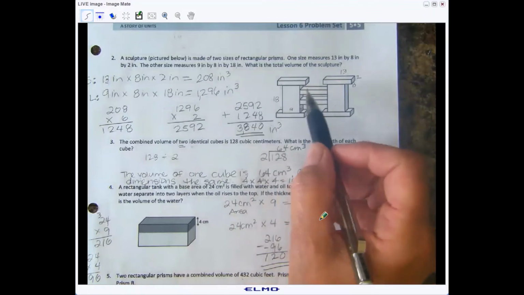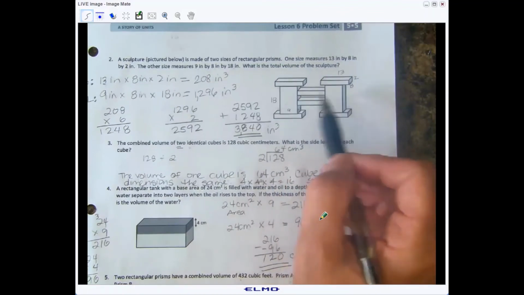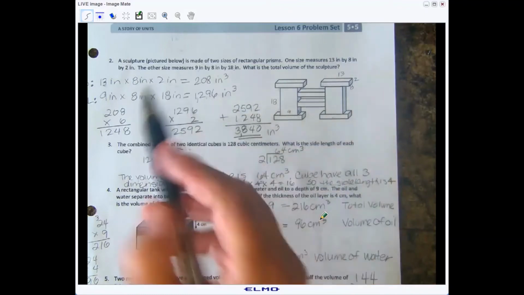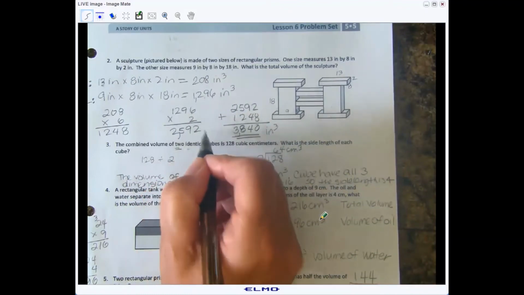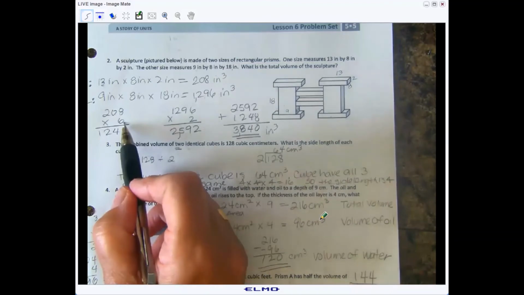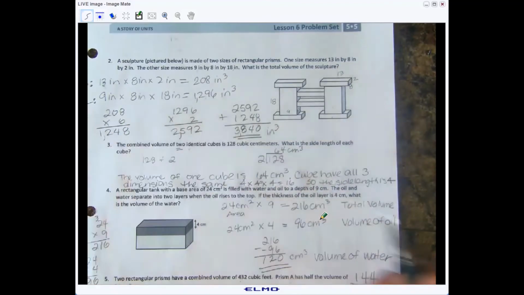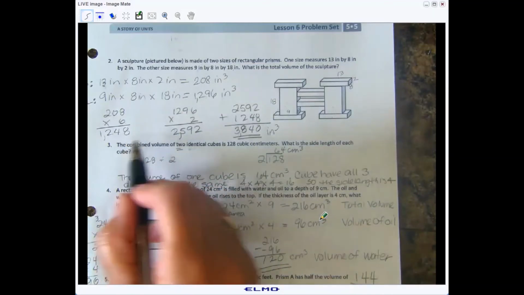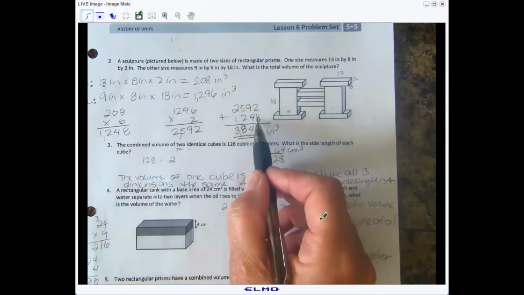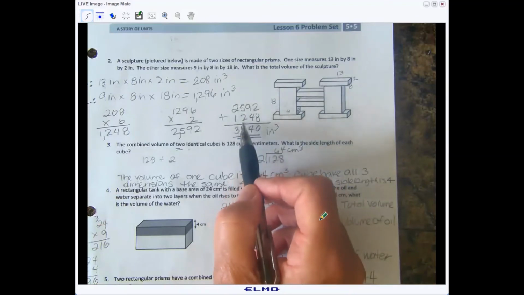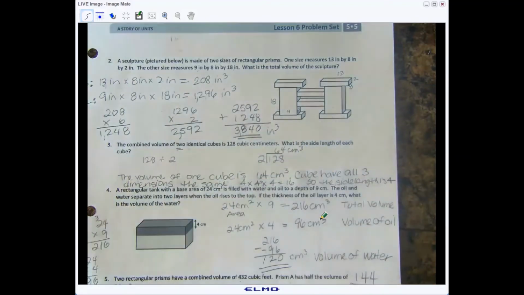That's the math word. Well, I have 2 large prisms, so I multiplied this number times 2, and I get 2,592. But I have 6 smaller prisms, so I multiply 208 by 6, and I get 1,248. Then I add the 2 volumes together. The volume of the large blocks plus the volume of the smaller blocks equals the total volume of the whole shape, 3,840 cubic inches.